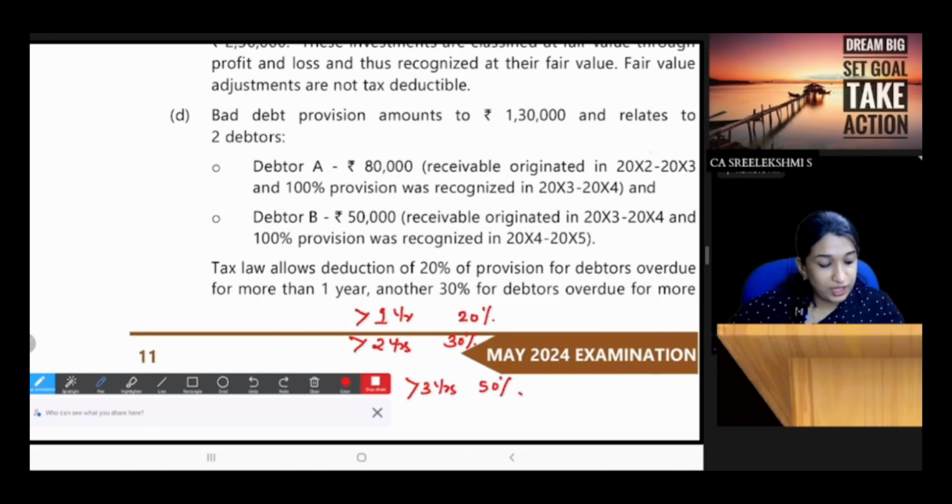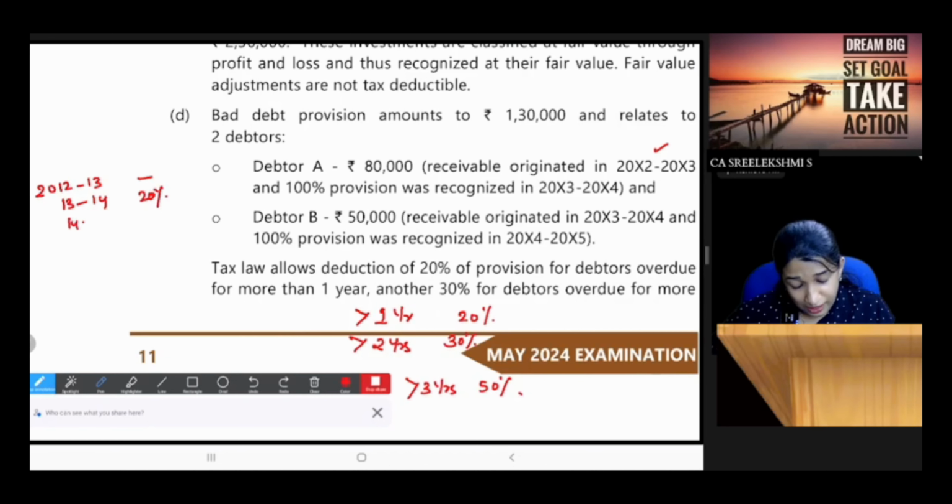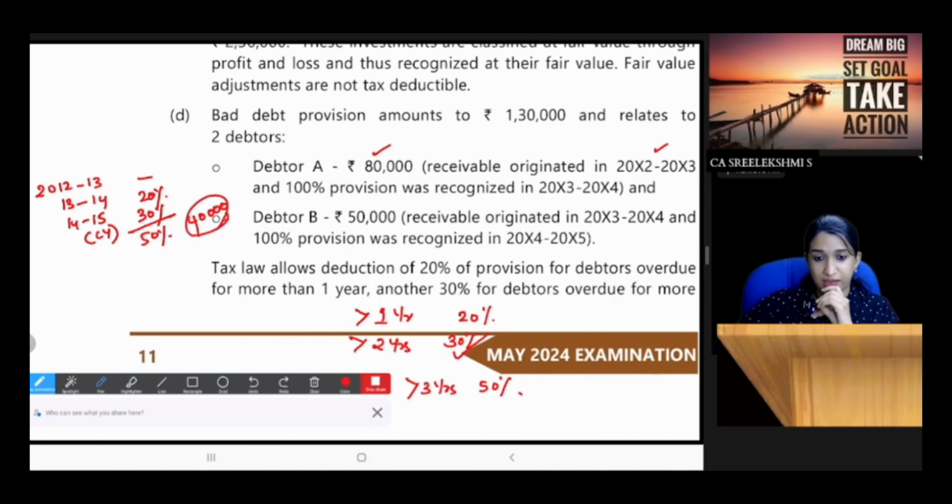So debtor A originated in 12/13. So in the previous year, 12/13, tax will not provide any deduction. But in 13/14, it is overdue for more than 1 year, right? So they would have allowed a deduction of 20% of 80,000. And we are in the current year. Current year is 14/15, overdue for more than 2 years. They would have allowed a deduction of 30% of 80,000. So total 50% of 80,000, 40,000, is allowed as deduction from debtors.